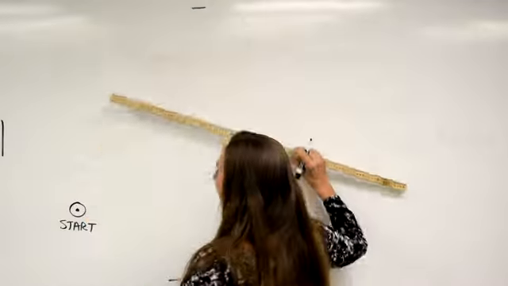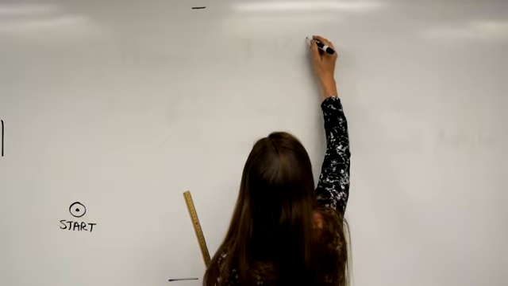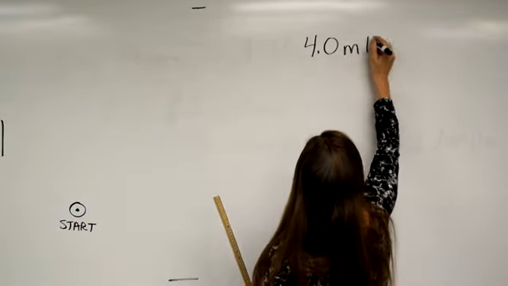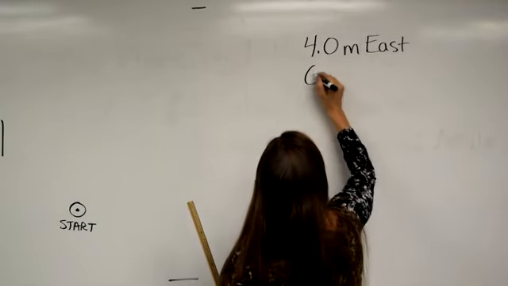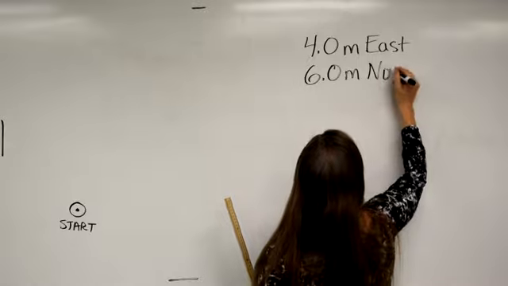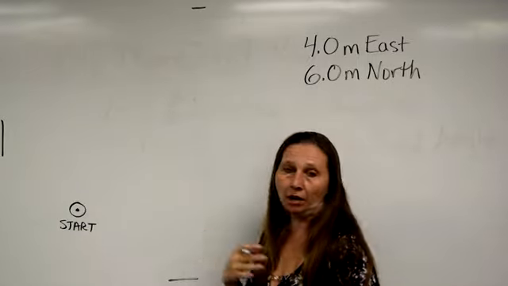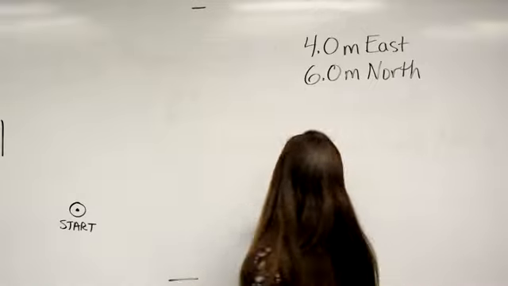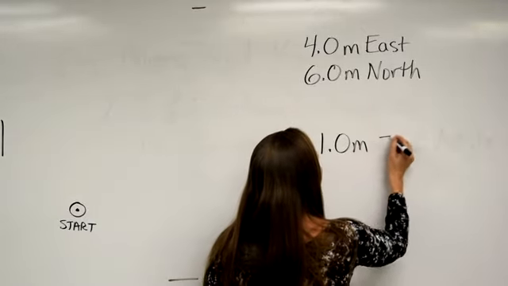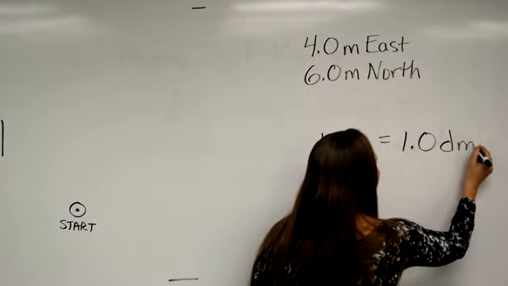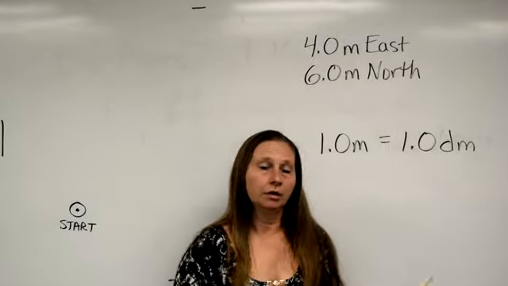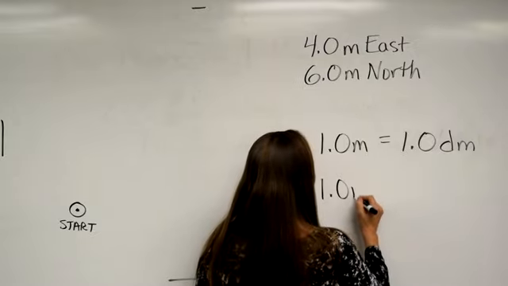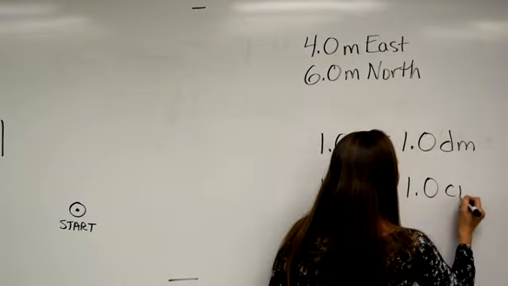So Jasmine is going to start right here. We'll label that start. I'm going to put a little dot there so that my measuring is accurate. Since Jasmine is going to walk 4.0 meters east and then 6.0 meters north, my scale on my paper is going to be 1 meter equals 1 decimeter. On your paper, the scale is going to be 1 meter equals 1 centimeter.